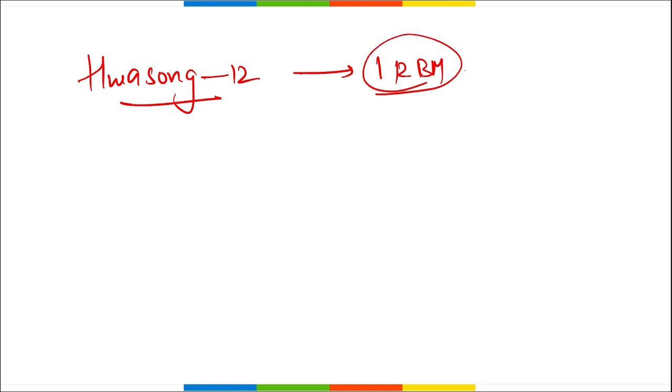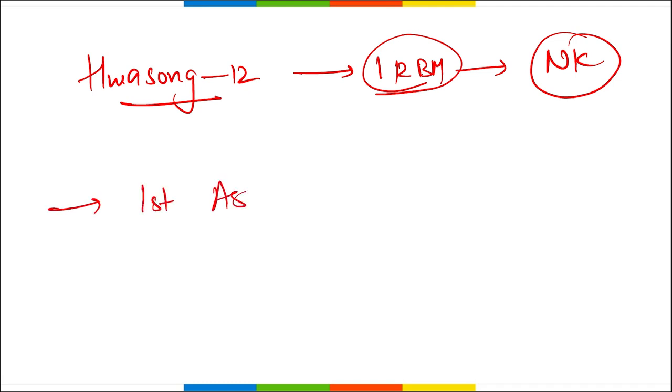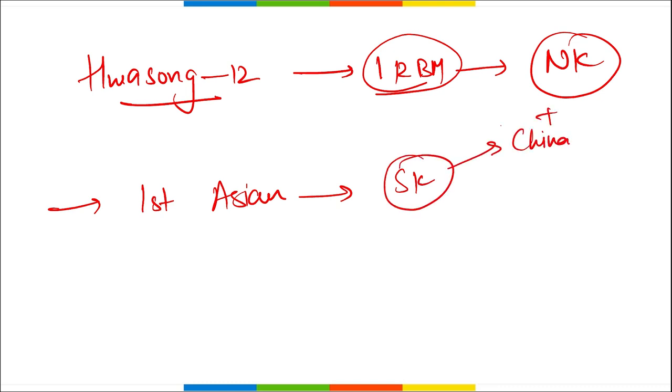Next, if the question asked to you is Hwasong 12. This Hwasong 12 is a missile of which country? It is a ballistic missile, or you can say intermediate range ballistic missile, of which country? It is of North Korea. Then asked, which is the first Asian country that became a part of the cyber security of NATO? It is South Korea, because South Korea was facing cyber threats from both China as well as North Korea.